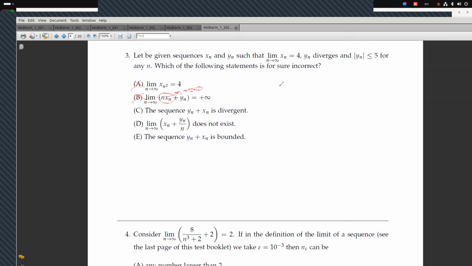The sequence yn plus xn is divergent. Is this correct? Yes, divergent plus convergent is divergent. Correct. Divergent plus convergent is always divergent.